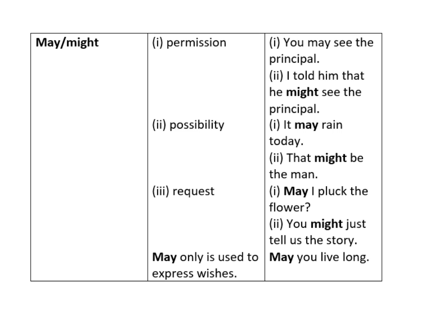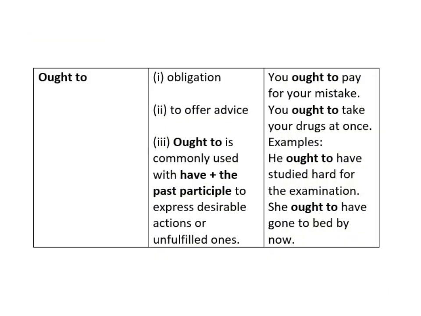May and might. What do we use it for? We use it to seek permission, to express possibility, and to express request. For the permission, you may see the principal. I told him that he might see the principal, if you want to rearrange the sentence.